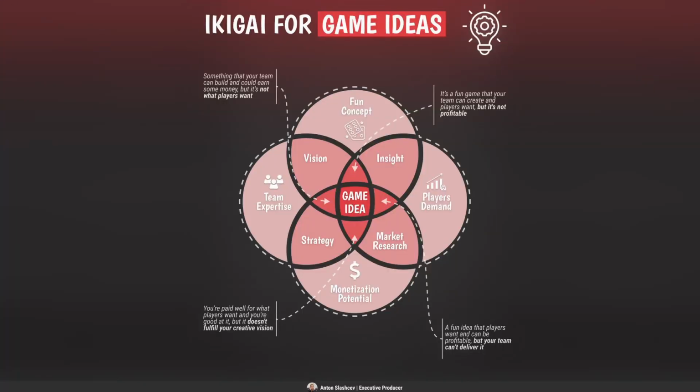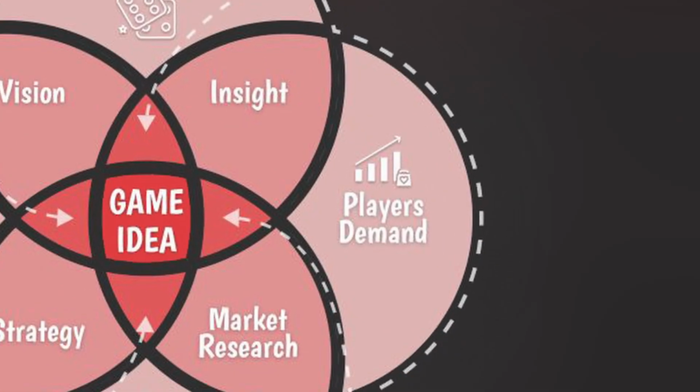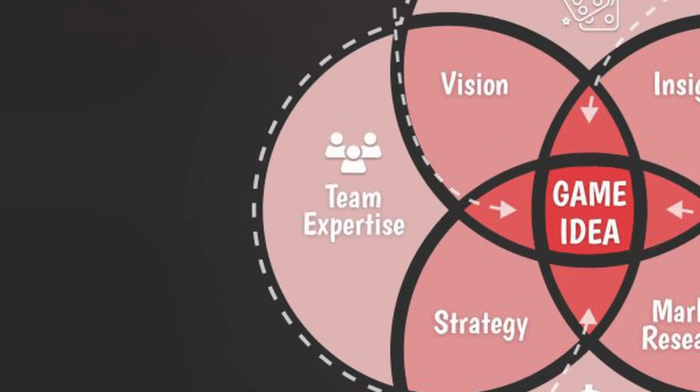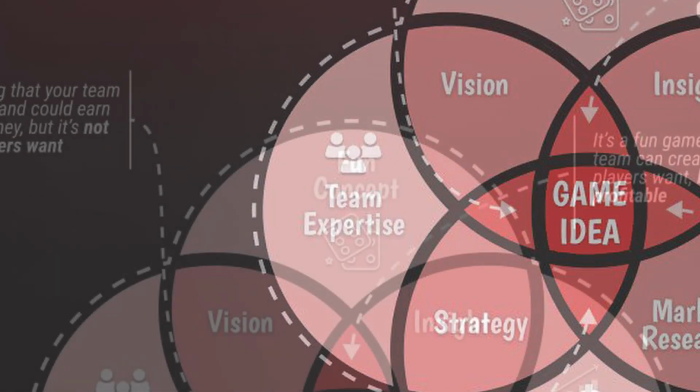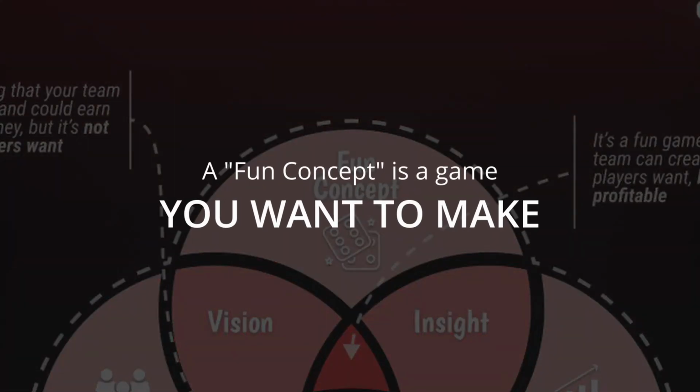According to the chart, the 4 elements of a great game idea are: it's a fun concept, it's a game with player demand, monetization potential, and something your team has expertise in. Fun concept is a bit of a misnomer here. What they mean is it's a game that you want to make. If it's an idea where you think, wow, I would love to make that game, then bam, you got it.